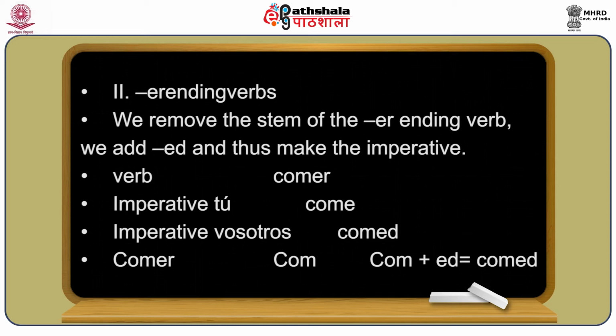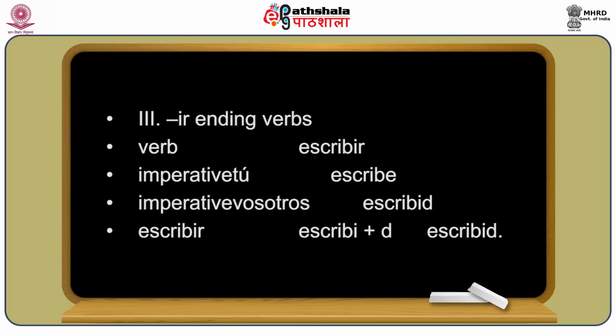Or in another way we simply say that we remove R and add D, so comer will become comed, which will be the imperative in vosotros form. So this rule also applies to all the verbs which end in ER. Same way, for IR ending verbs, we simply remove the R and add D to the verb. For example, escribir in vosotros form will be escribid.